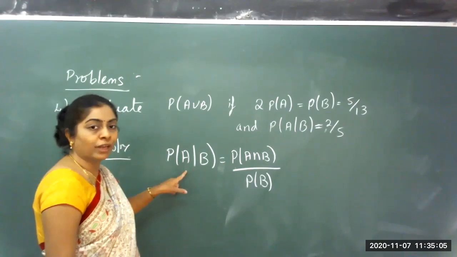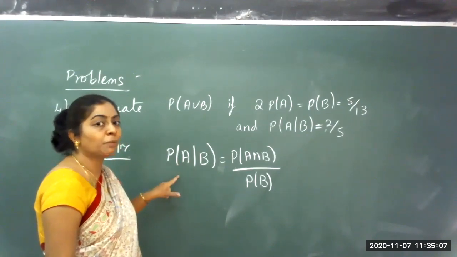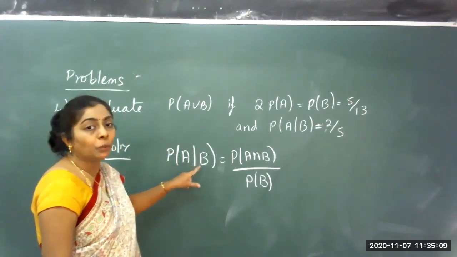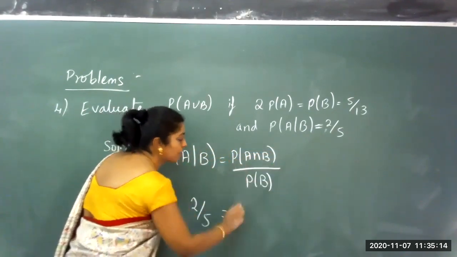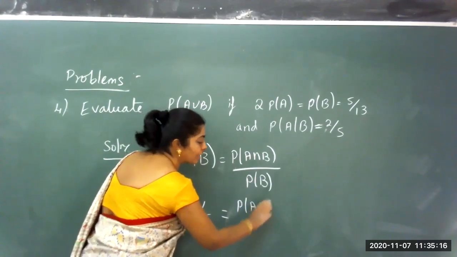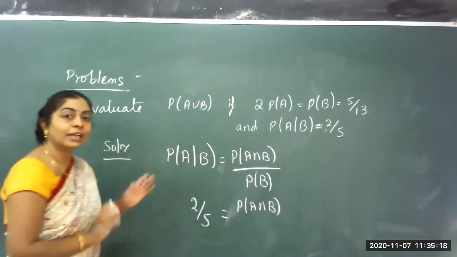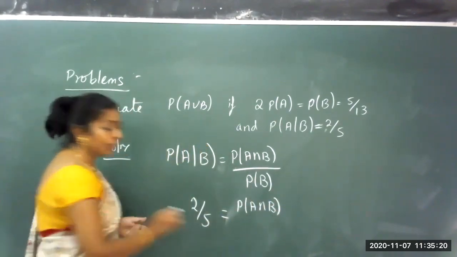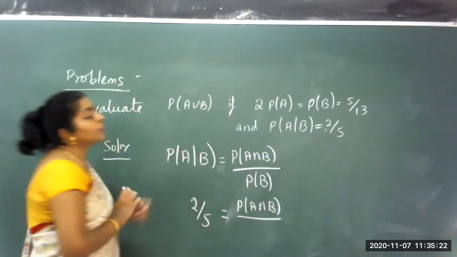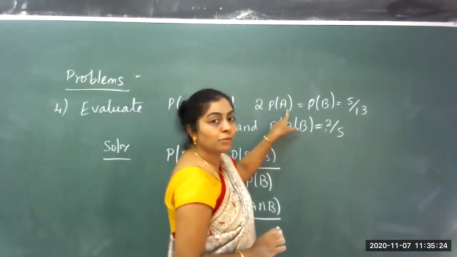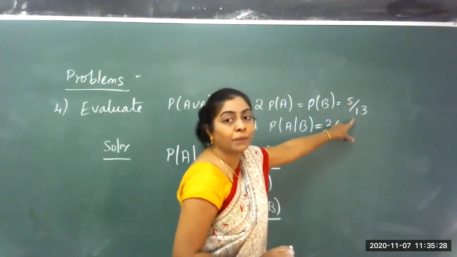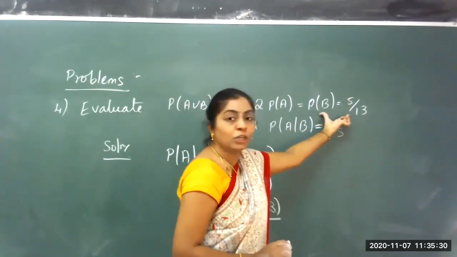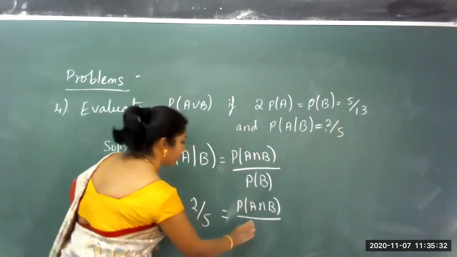Let me substitute the values. What is the value of the conditional probability of A when event B has occurred? 2 by 5. The unknown is the probability of A intersection B. I don't have the value of this, so I keep it as it is. I'm trying to find that. Divided by the probability of B, which is given. 2 times the probability of A is equal to the probability of B, that is 5 by 30. So I can say the probability of B is 5 by 30.